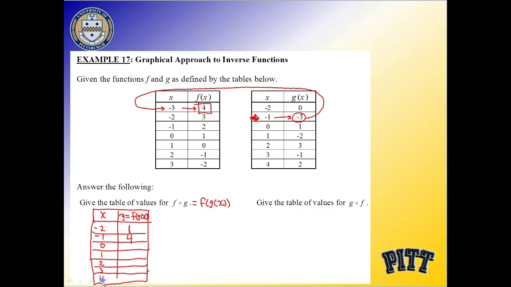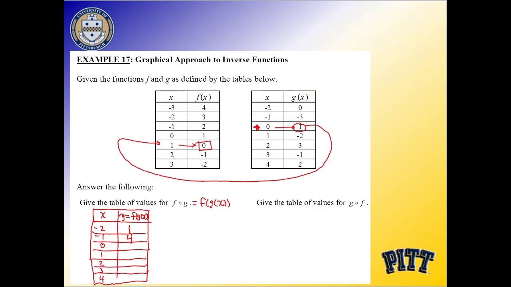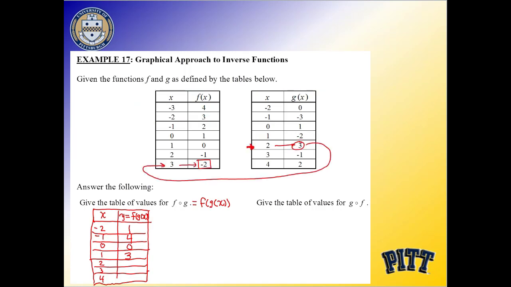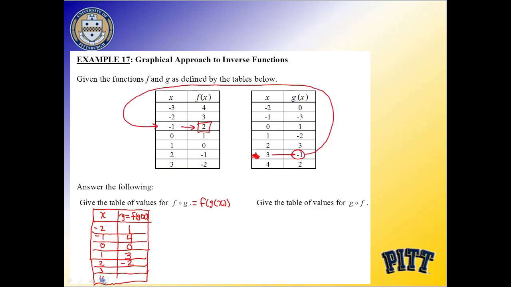For 0, 0 is going to become 1. That 1 is going to become back into a 0. I plug it into the other function, so it's going to be 0. The 1 goes to -2 in g of x. That -2 is then plugged into f of x, and it's going to produce a 3. And so forth and so on. You get the idea of how we're moving about this, hopefully.